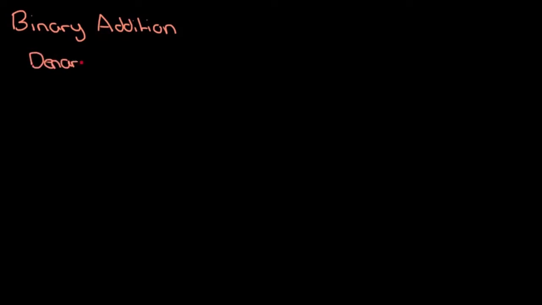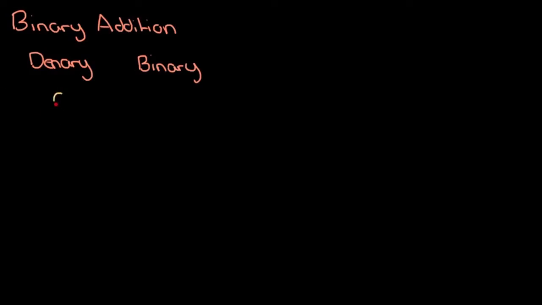Denary is the normal number system that you know and love every day with 10 symbols, 0 to 9, to represent numbers, and then binary is what computers are stuck using, where they've only got zeros and ones to represent numbers. And just a very basic recap.